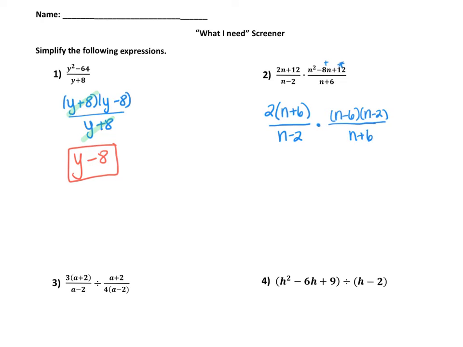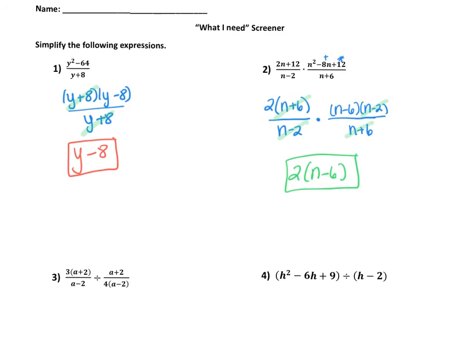Once it's entirely factored, then I can look for what will simplify. So my n plus 6 and n plus 6 will simplify, and my n minus 2 and n minus 2 will simplify. So I'll be left with 2 times n minus 6.